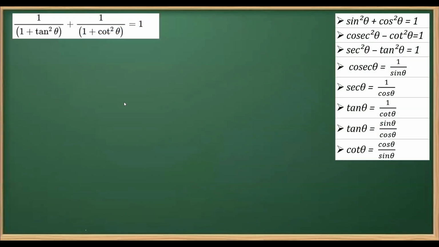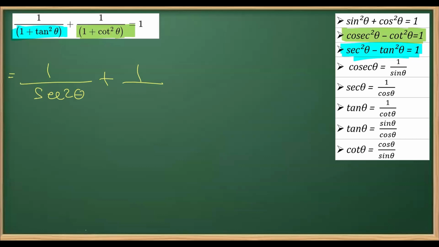Now in the second question, we have this as the LHS and we have to simplify it to get 1. What you can figure out from this question is that 1 plus tan square is sec square theta. And likewise, 1 plus cot square will be equal to cosec square theta. So let's do that. The LHS will now change as 1 over sec square theta, since 1 plus tan square is sec square theta, and 1 over cosec square theta, since 1 plus cot square A is cosec square theta.